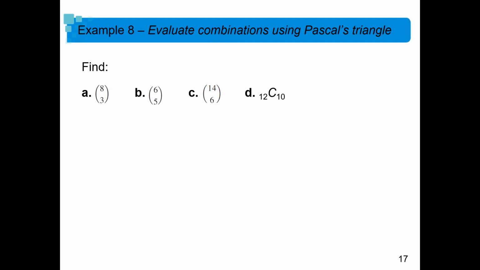So let's evaluate combinations using... I guess we did this in part one already, no? And what we learned from part one is that we can solve combinations by checking out the Pascal's triangle. So for example, when we evaluate 8C3, that means we look at row 8 and check out diagonal 3, and where they intersect is the answer.